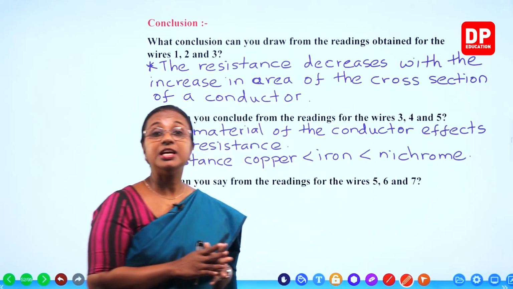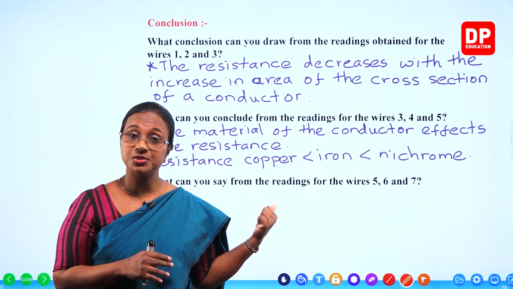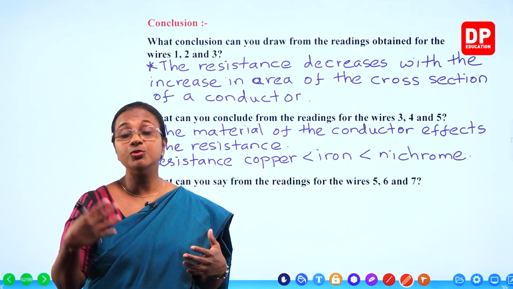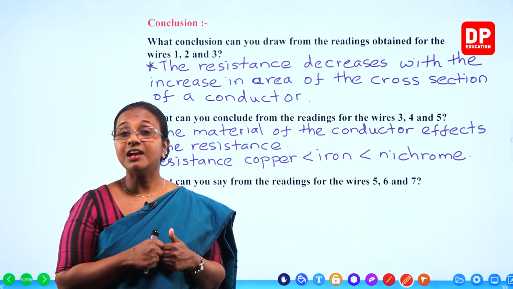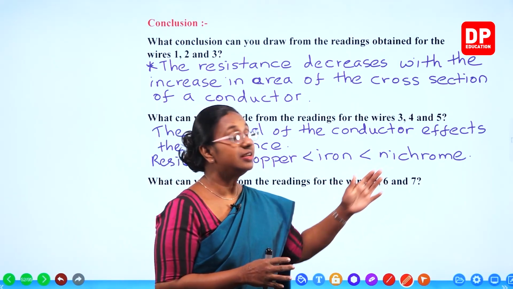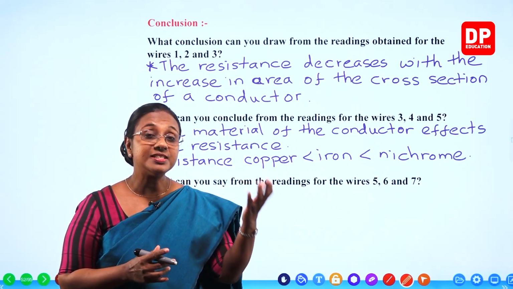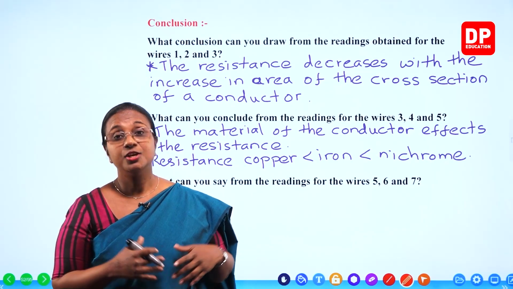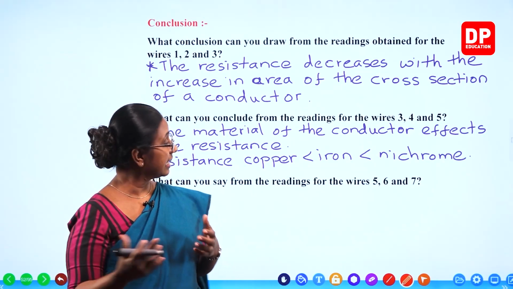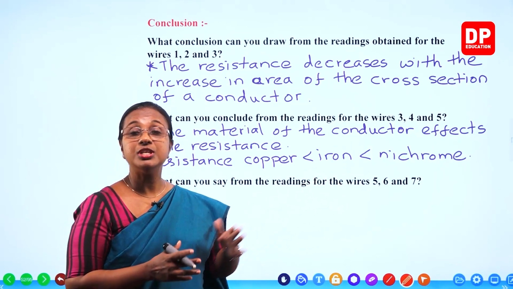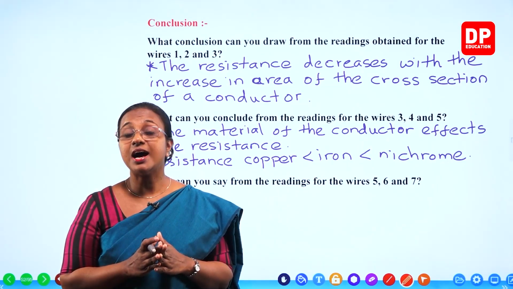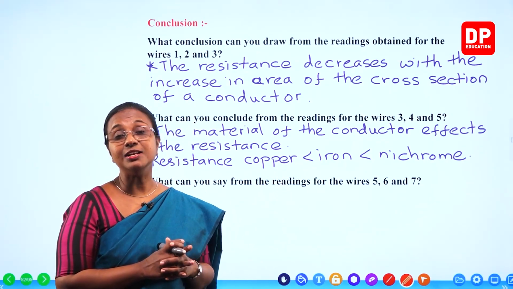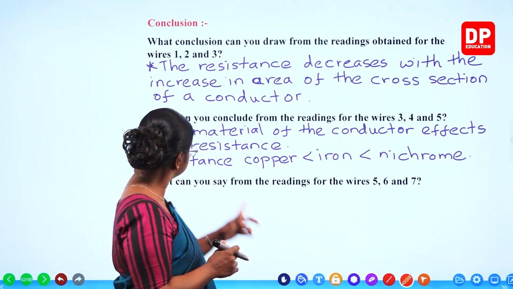Then we have nichrome, in what? I told you all before also. In electrical devices that are used to produce heat. Usually the electric iron. Electric iron has a nichrome coil. Because of its high resistance, most of the current is converted to heat. So devices, instruments that need to produce heat use nichrome wire because of its high resistance. Then iron has resistance in between copper and nichrome.